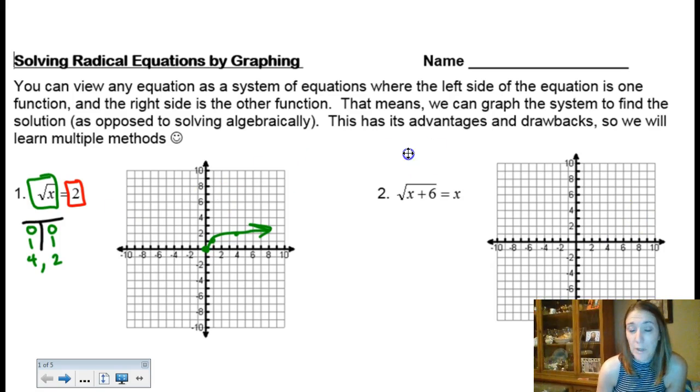now, one of the major drawbacks to this is if you're forced to graph it by hand and you graph like I do, that means you're awful. So you have to be very, very careful. All right, so the next function, if I were to graph the function y equals 2, that is just a horizontal line at 2.